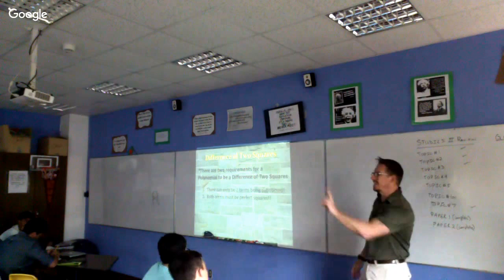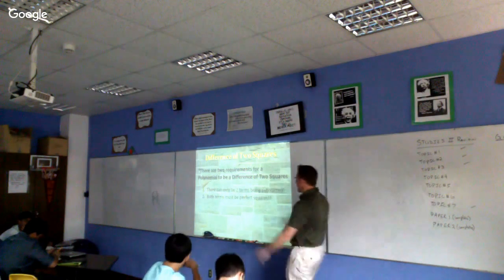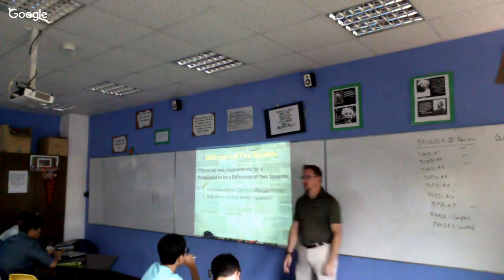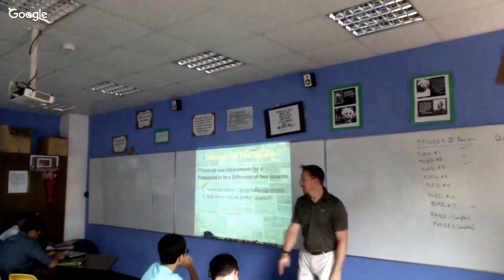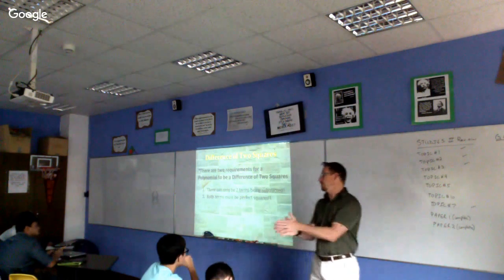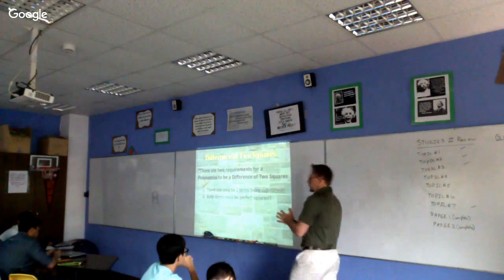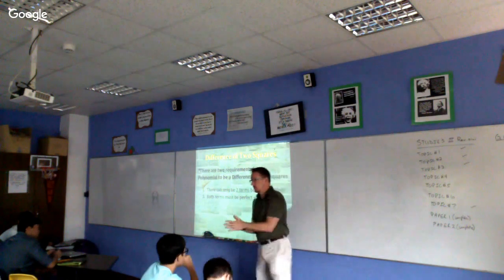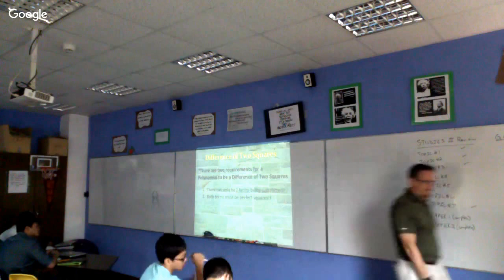Two requirements. It needs to meet both requirements. It's not good enough just to have 2 terms being subtracted. It's not good enough that both of them be perfect squares. It must be that you have 2 perfect squares and you are subtracting these 2 perfect squares. So be careful.